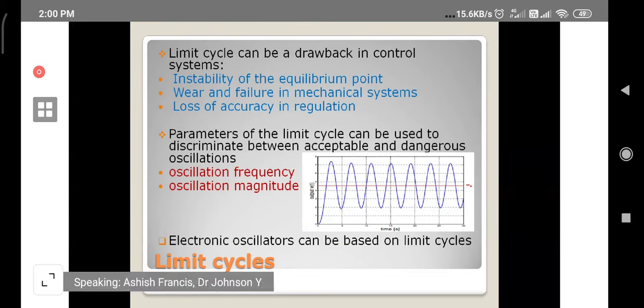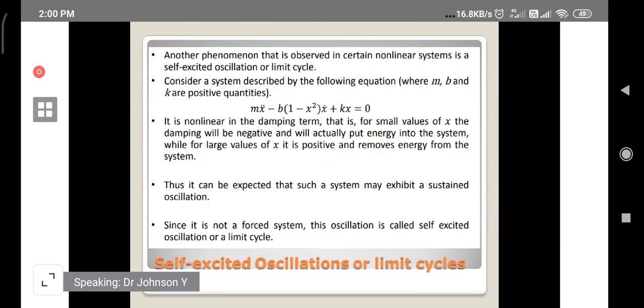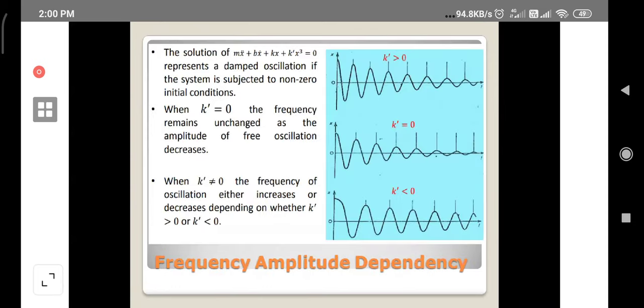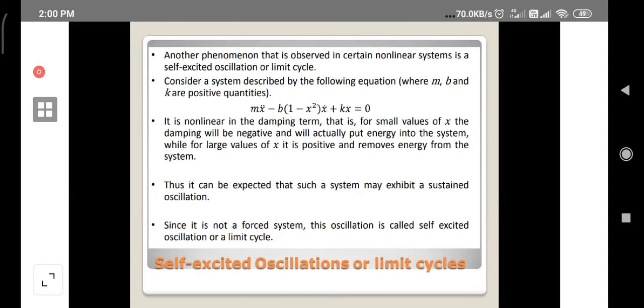Okay, sir. Another question is, what do you mean by self-excited oscillation? Self-excited oscillation, coming to that particular slide, is an autonomous system in which we do not give an input to the system. It's not a forced system, and the oscillations are produced. For example, in an electronic oscillator, we do not apply any input signals to the system, but oscillations are produced. Such oscillations are called self-excited oscillations or limit cycles. An electronic amplifier is the best example of limit cycle characteristics. Okay, sir, that was clear.